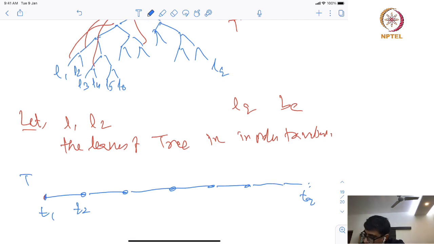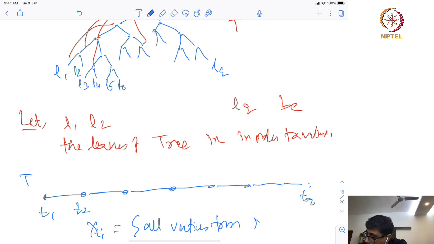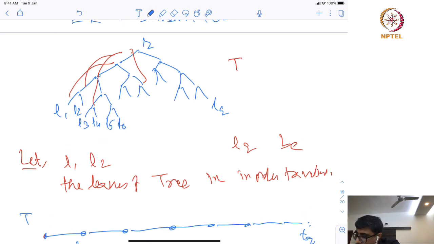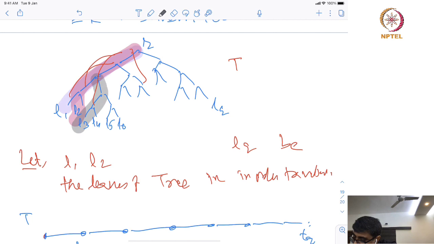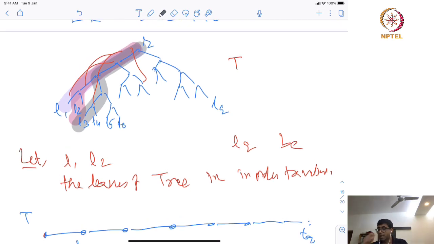And what am I going to add? Look at the Ti. The bag X_Ti is going to be all vertices from the root R to the leaf Li. So, basically my first bag is this, the second bag is this. What is my third bag? It is going to be like this, and so on and so forth. Now definitely every vertex is on some root to leaf path, so every vertex is there. Every edge is on some root to leaf path, so every edge is there.